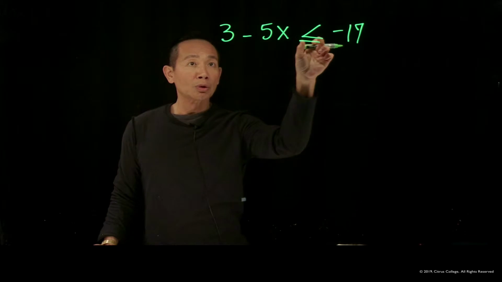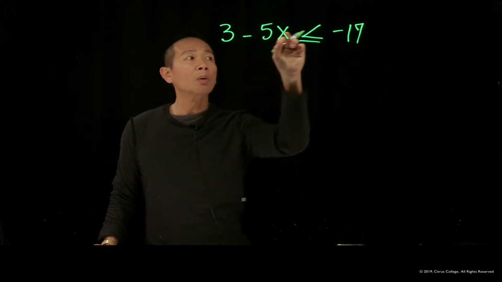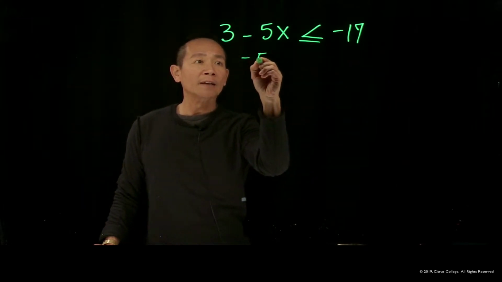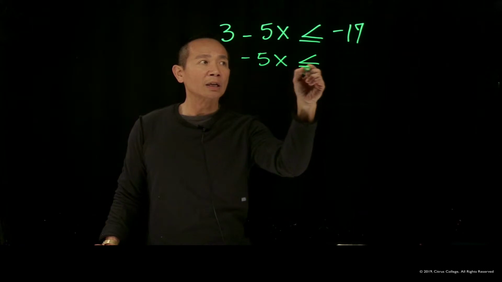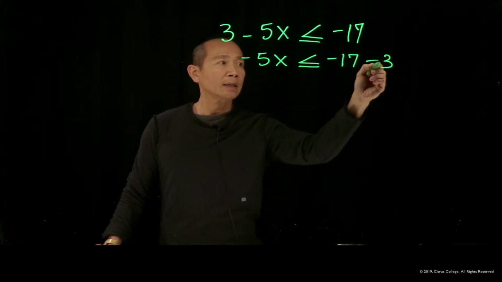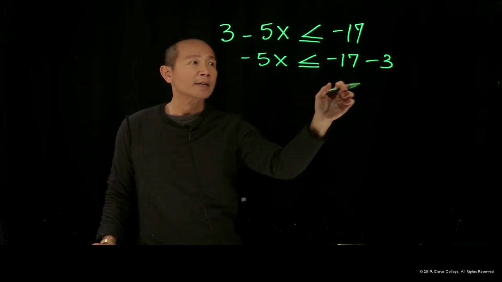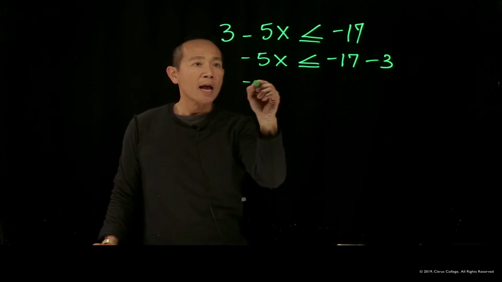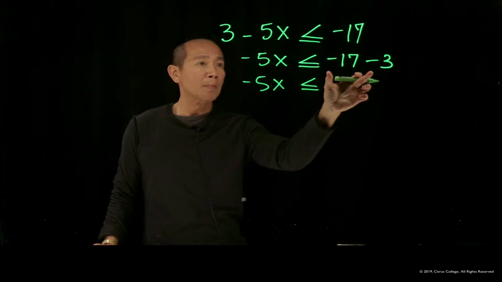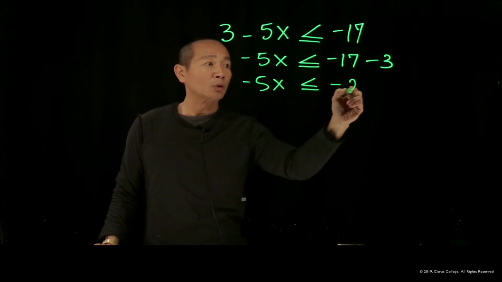In order for you to do that, the sign of number 3 will change to negative. So the next step we have negative 5x is less than or equal to negative 17 minus 3. See it? This is positive. Now this is negative. So we combine it. And these two numbers carry the same sign. When you combine it, it will be a larger negative number, negative 20.